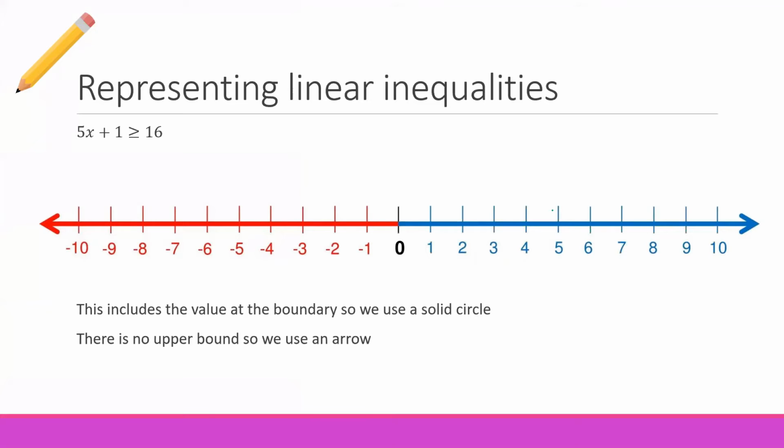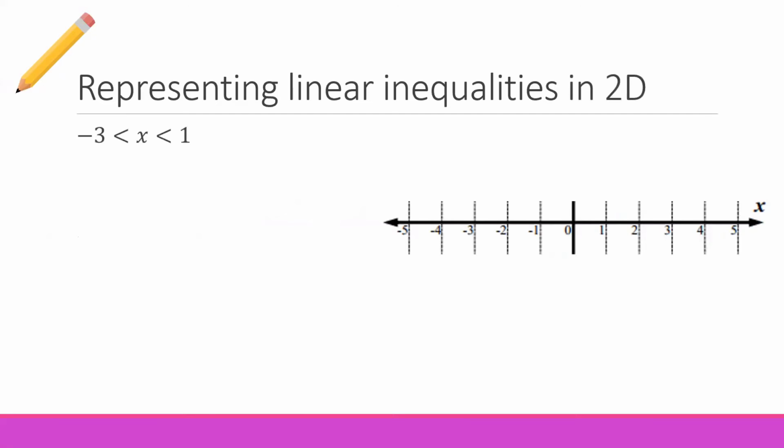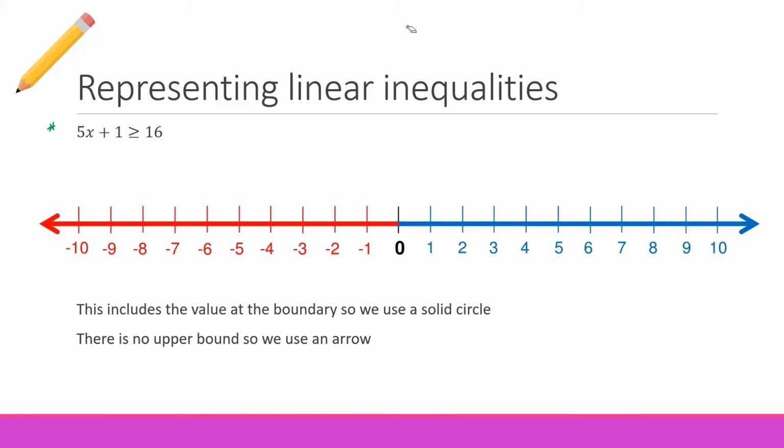Well, the first thing I need to do in order to represent this on a line, I'd like you to start off by writing down the term here at the top. Don't worry about the number line yet. We'll come to the number line in a second. Okay, so when I solve a question like this, I can solve it exactly the same way that I would solve a linear equation. First, I'm going to subtract 1 from each side.